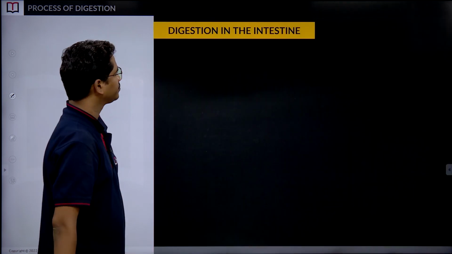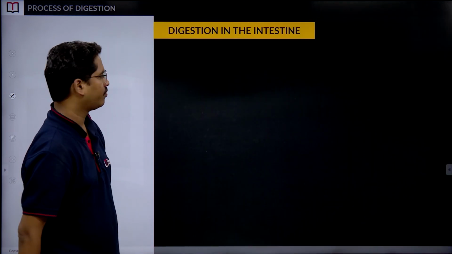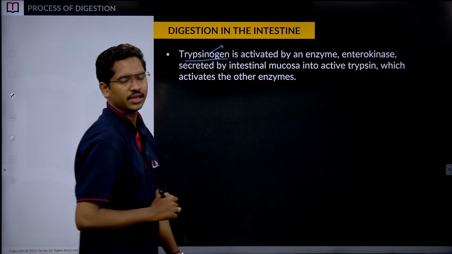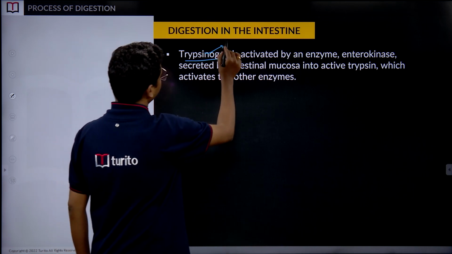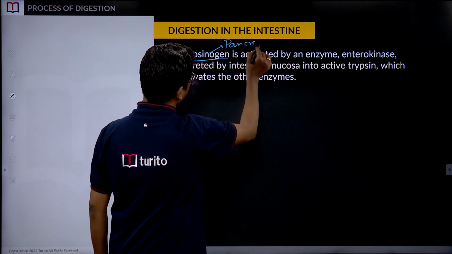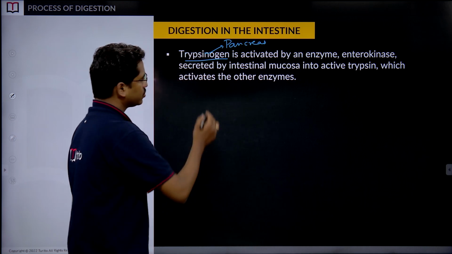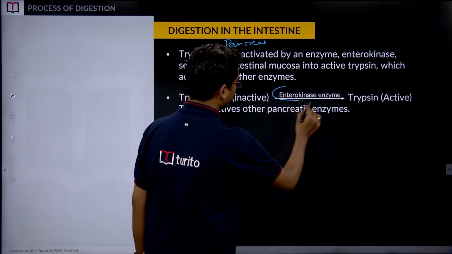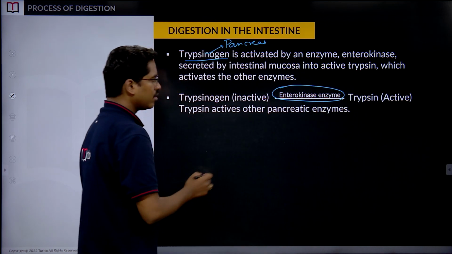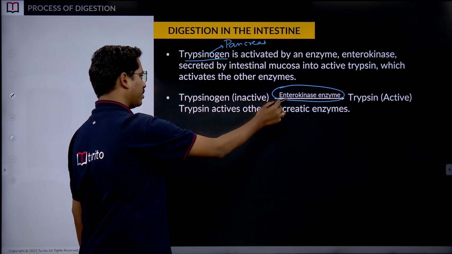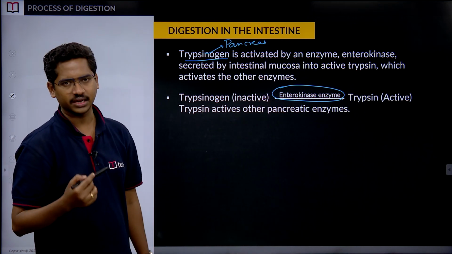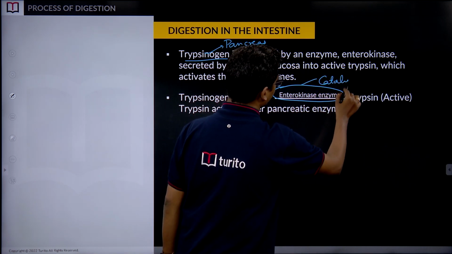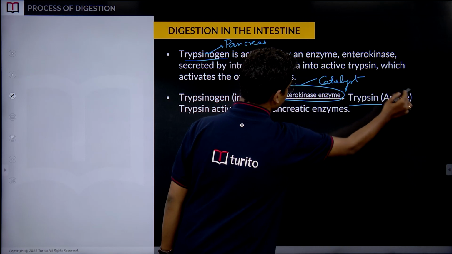Let us move forward. Digestion in the intestine is what we have to understand. Trypsinogen is one such thing which is released by the pancreas. Now, it has to get activated, and for that it needs an enzyme called enterokinase. This enzyme acts as a catalyst to convert the trypsinogen into trypsin, which is the active form.